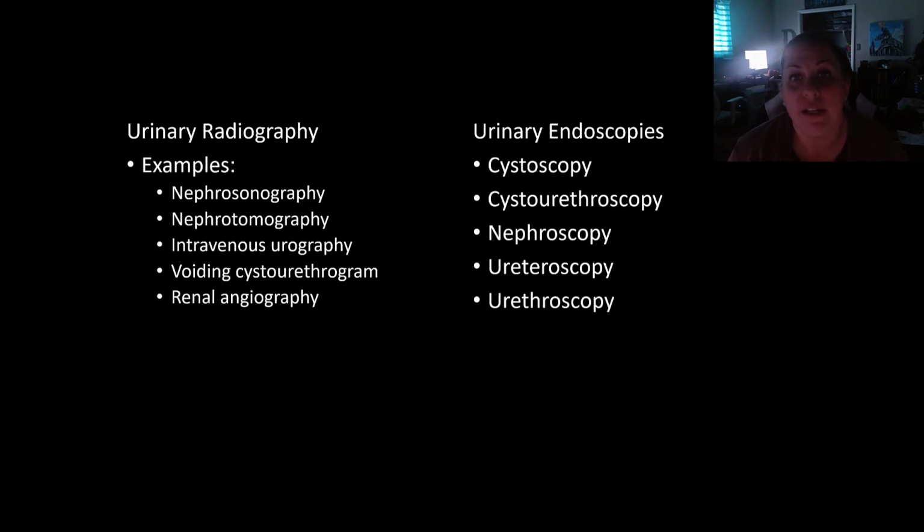We also have some urinary endoscopies where we're going to use those cameras. So a cystoscopy is going to be where we would go up and look into the bladder. And a cystourethroscopy is going through the bladder, but also the urethra. The nephroscopy is where we're going to go all the way up into the kidney and look at the nephron. Ureteroscopy is going to go look at the ureters, and the urethroscopy is going into the urethra. And so it's important that we're looking at the different components. And so depending on how high we go, depends on which one we're looking at.